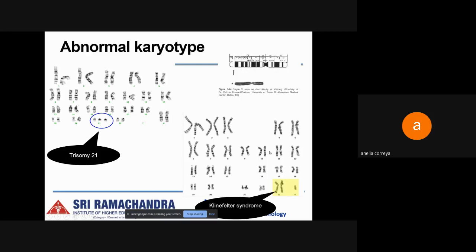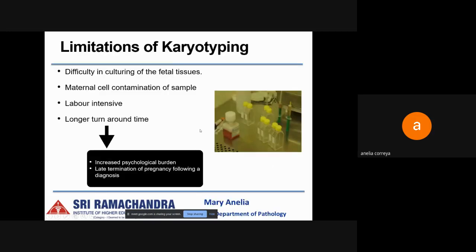However, karyotyping has a few limitations: difficulty in culturing of the fetal cells, maternal cell contamination in the sample, and it is a very labor-intensive process. Because of a longer turnaround time, there is increased psychological burden for the mother, and because of that, there is late termination of pregnancy should that be decided.